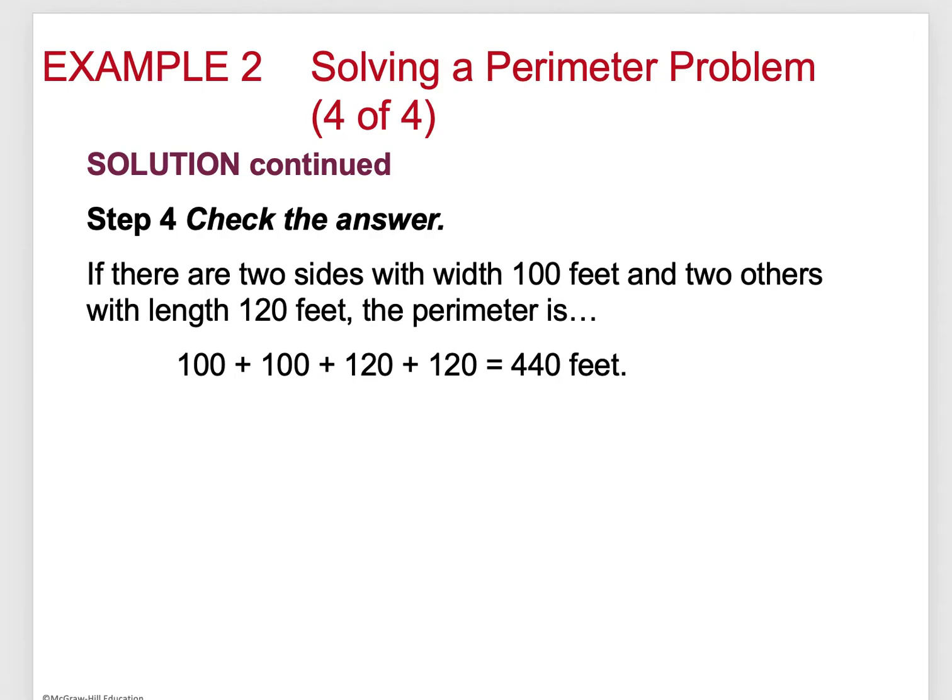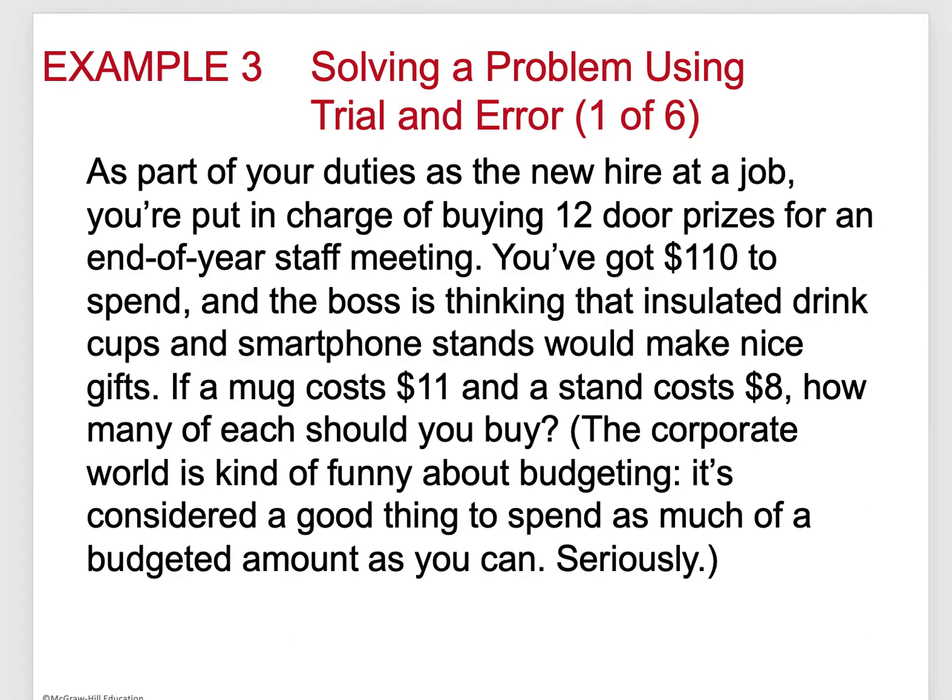And so I would want to check and be sure that I'm correct, that I'd have 100 plus 100 plus 120 equals 440. If the student did make the mistake of saying that the sides were 240, they would realize that error in step 4, which is why step 4 is so critical.